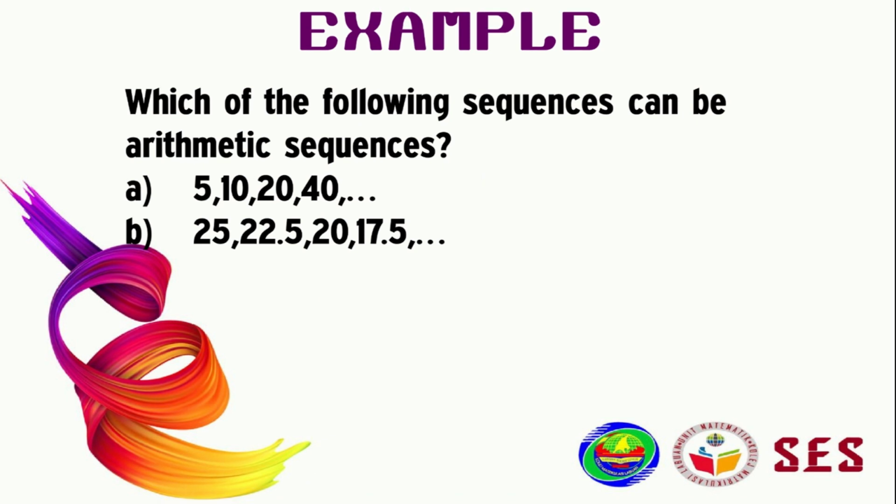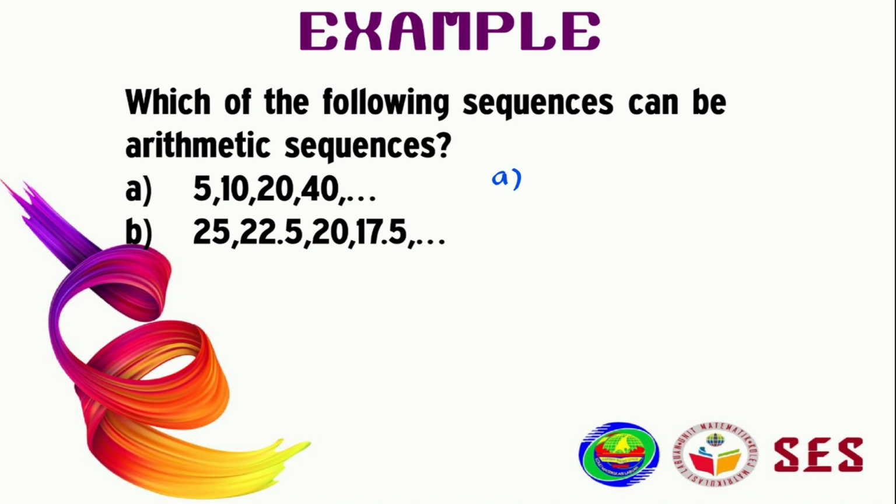Alright, so now let us discuss this example. Which of the following sequences can be arithmetic sequences? For A, we have 5, 10, 20, and 40. To identify an arithmetic sequence, we need to calculate its common difference between the term after and before. Since the second term minus the first term is not equal to the third term minus the second term, let us write here A.